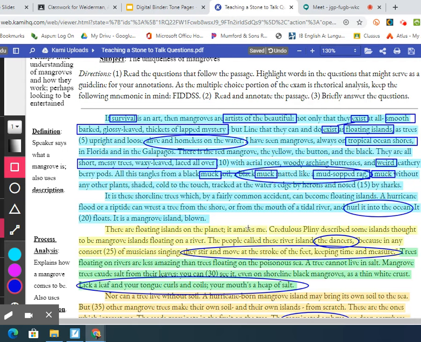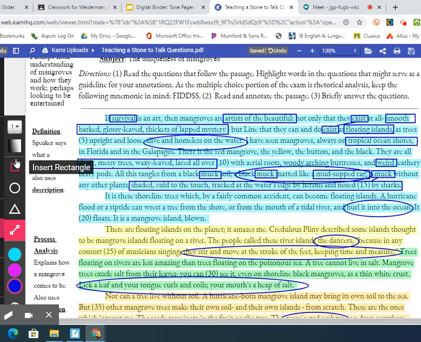Muck without any other plants, shaded, cold to the touch, tracked at the water edge by herons and nosed by sharks. So we're talking about the muck here, which is a little bit different than how she talks about the mangroves themselves. So we see a contrast. Accident, especially if we look at it within the context of exist and survival. And then we have the repetition of floating islands again.